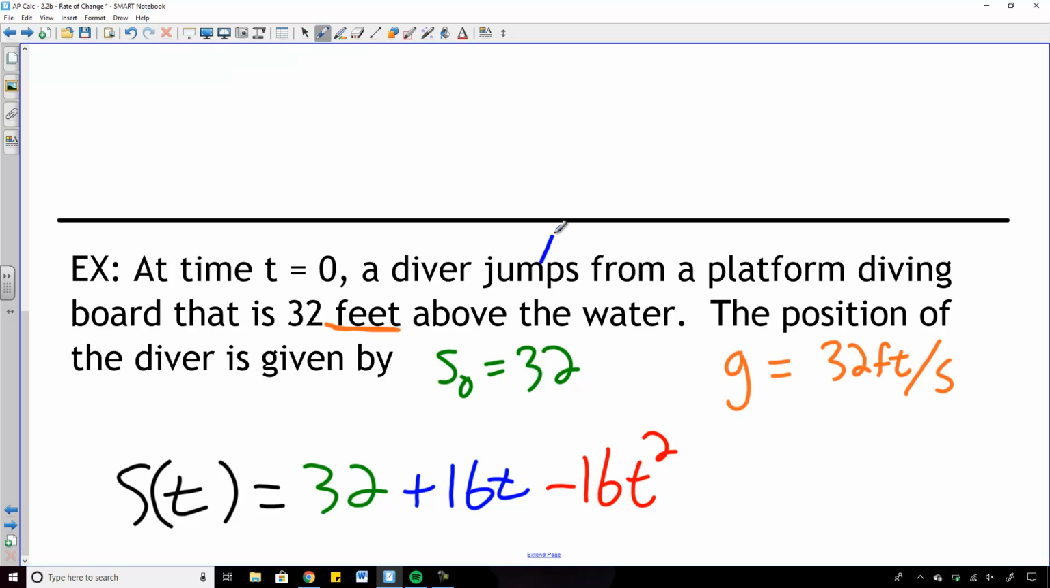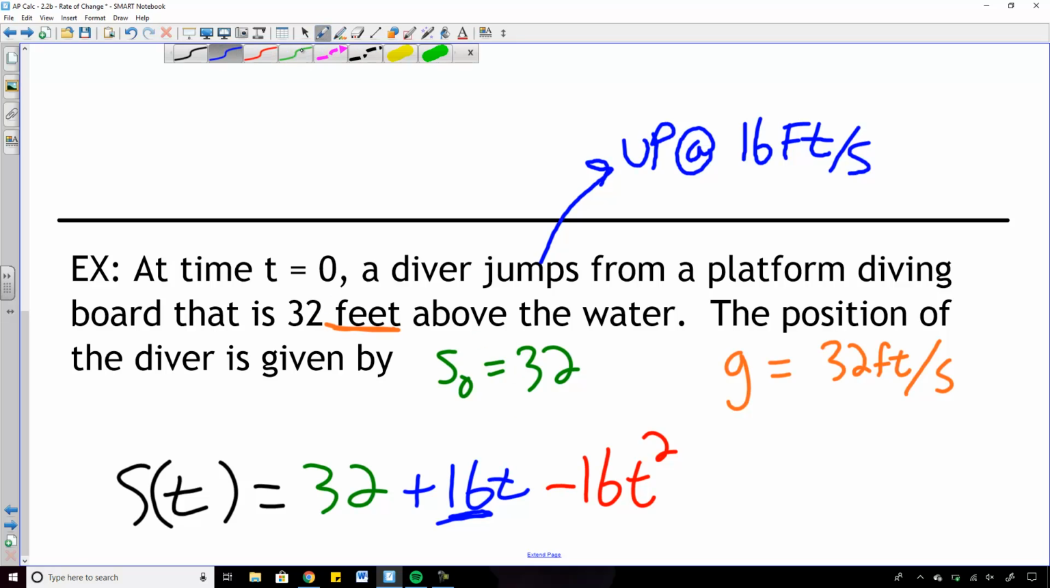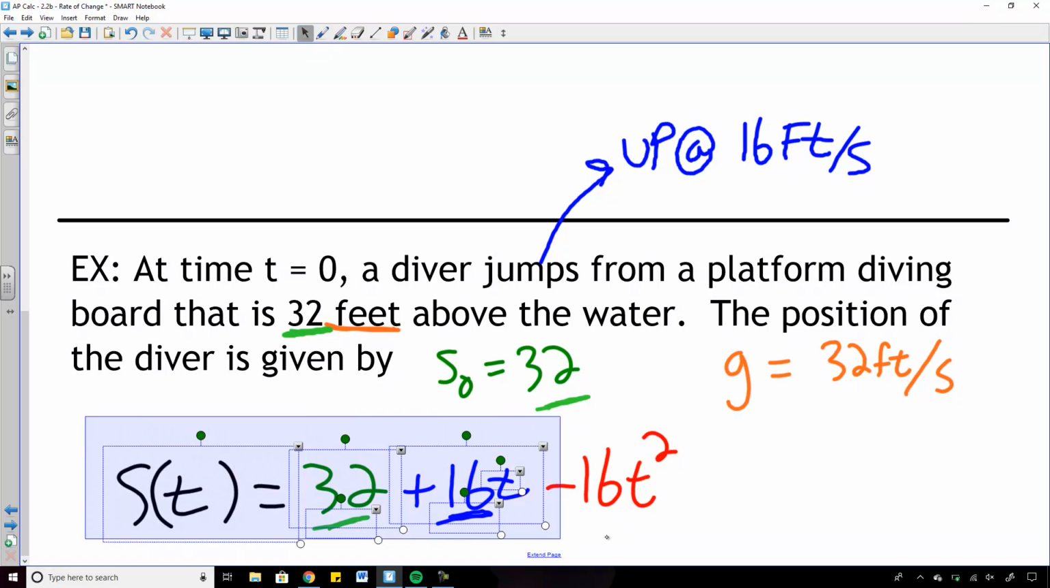Now, why is that positive 16? Well, you didn't really find out, but this guy jumps up at 16 feet per second. And that's why this is 16. And he's starting at 32 feet above the water, and because he's starting at 32 feet above the water, that's why you have this. So your initial position is 32. Look back at the equation. I know I don't have it on the board, but you can see it on your paper, hopefully, or you can scroll back. This is now the equation we're going to be dealing with.